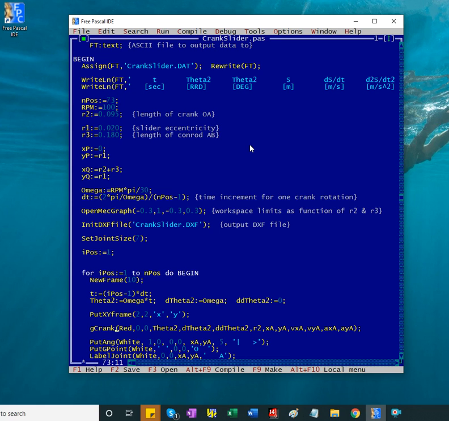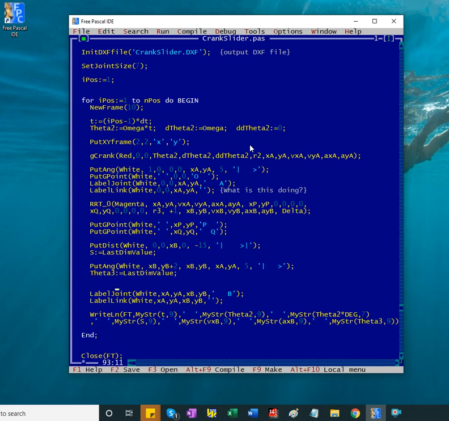Okay, and then the main for loop and new frame. It clears the screen for a new drawing. Current time, again, starts from 0 because I go from 1 to number of positions but subtract 1, so this time will be equal to 0. Current angle of the crank is a function of omega, the angular velocity. If you take the derivative of t times omega with respect to t, it gets you just omega. Omega is constant. If you take the derivative of a constant, it gets you 0.